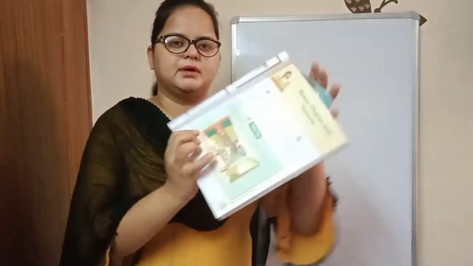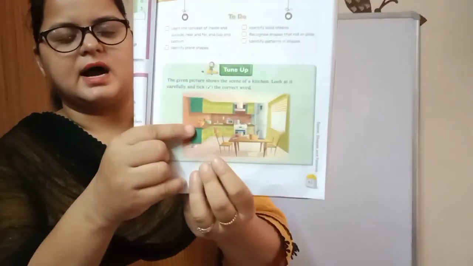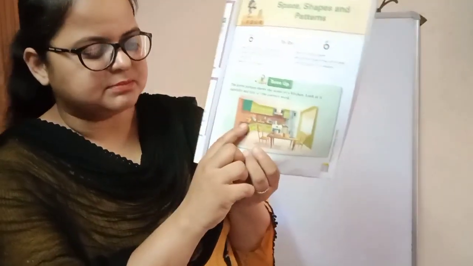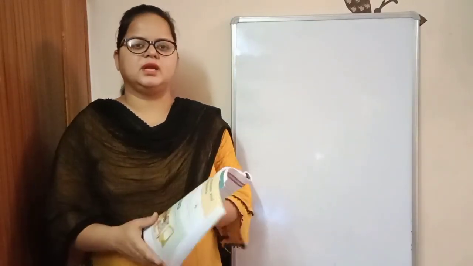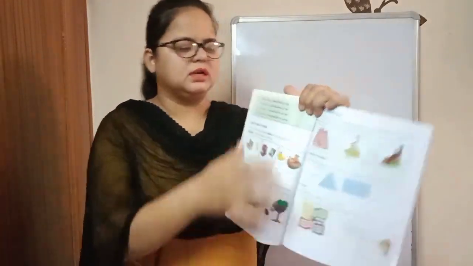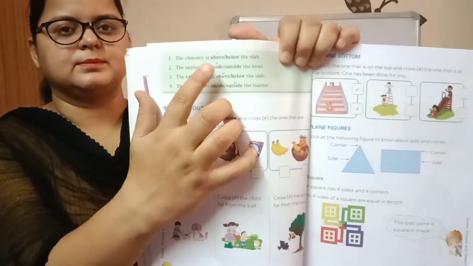The second is the apples are inside or outside the bowl. So look at the picture. Where are the apples? Apples are inside the bowl. Yes, bowl के अंदर हैं. Inside means अंदर and outside means बाहर. So we have to tick on inside, like this.